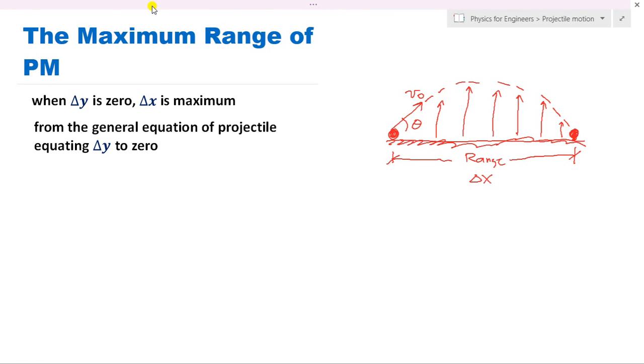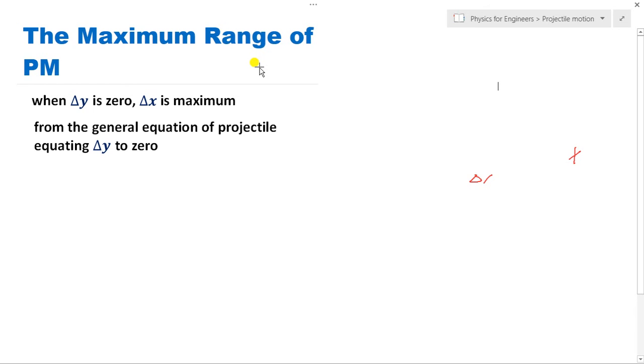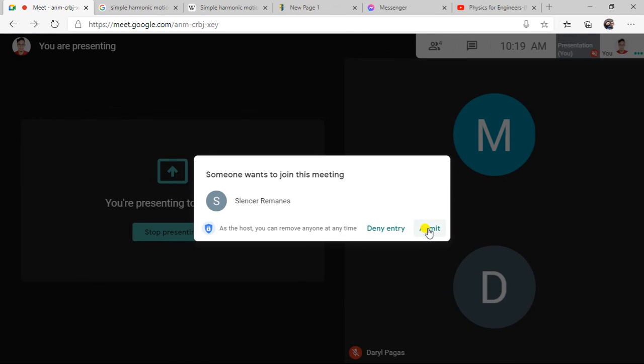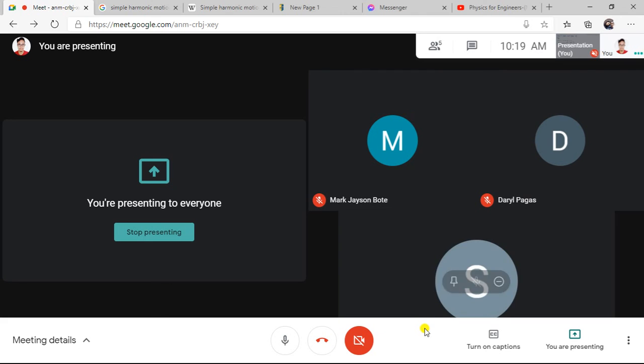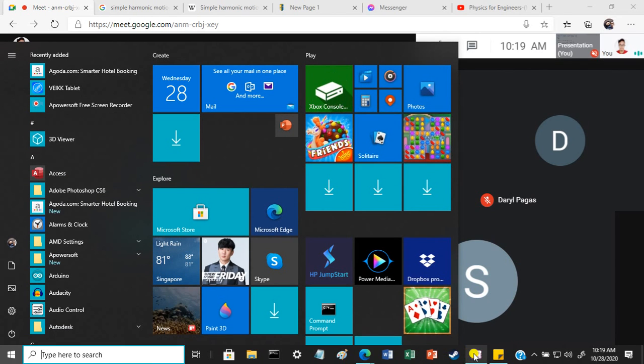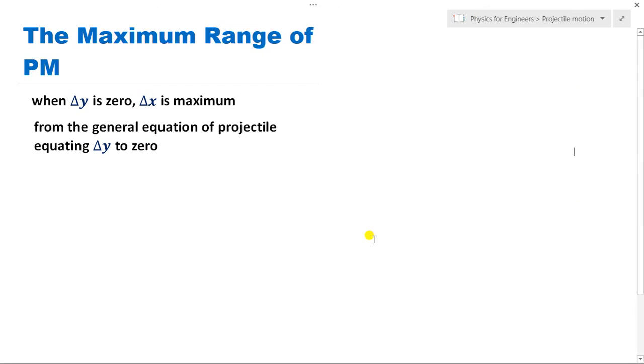So, ano ba yung ulit yung ating general equation for our projectile motion? So, ano nga yun? So, that is equal to, series muna natin, recall. I think may nagjo-join. So, wait lang ha. Si Mr. Remanes. So, class, okay pa class? Are you still following? Class, are you still following?